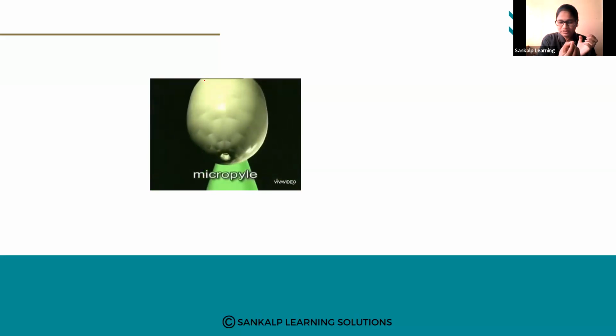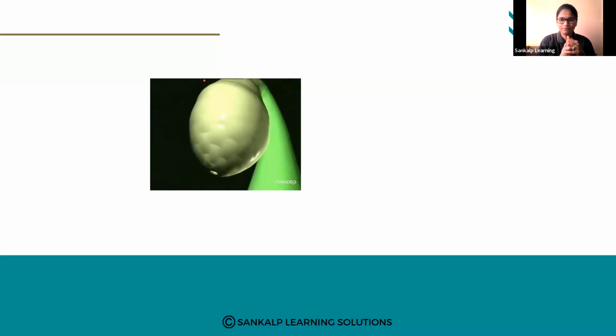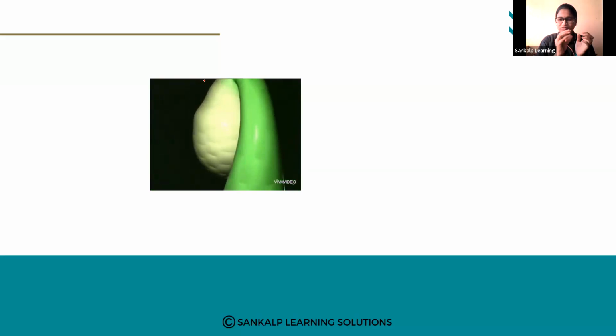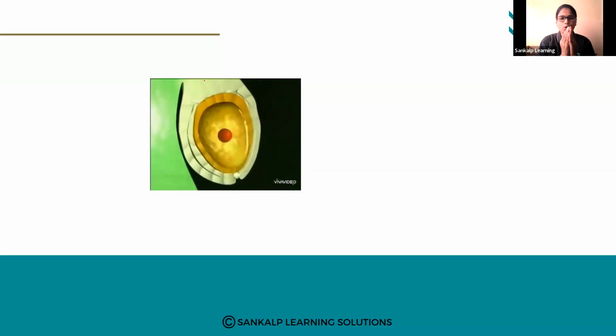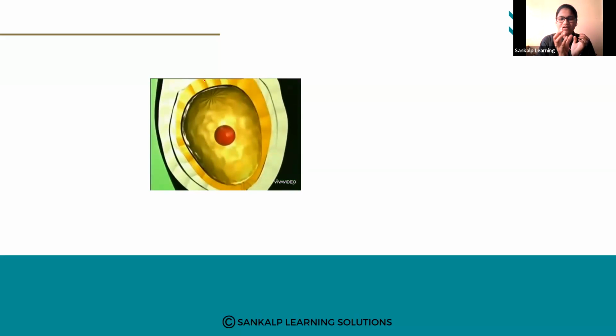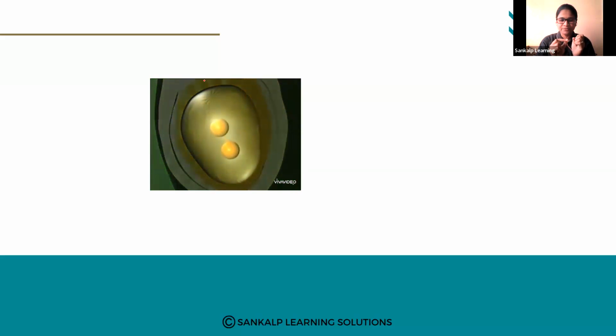In the ovule, the opened pore is called the micropylar region, and the green stalk that you are seeing is the funicle. This whole thing is an ovule, right? This is one ovule that we are seeing. Inside the ovule, there will be one megaspore mother cell, or sporocyte. That megaspore mother cell will undergo meiotic division.